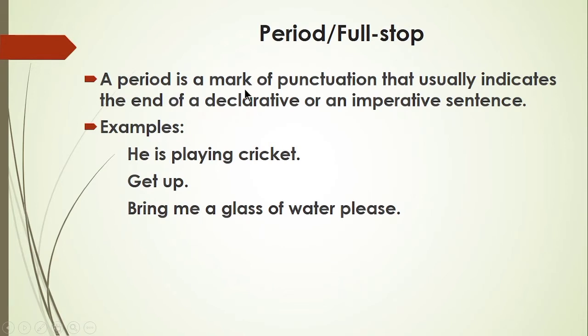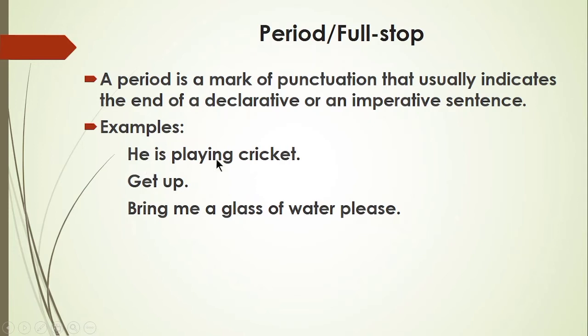A period is a mark of punctuation that usually indicates the end of a declarative or imperative sentence. Remember that it ends a declarative, affirmative sentence or an imperative sentence. We have discussed these two types in previous videos. You can also watch them from there.